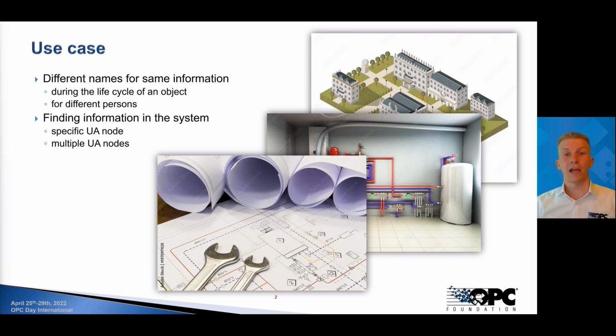And now you often have the question, how can I correlate those alternate names or those aliases with the OPC UA information that I have in the information model in my OPC UA server? So it is about finding the information in your overall system, and it could be a specific UA node, just for a very specific boiler, or you probably want to have the whole set of information collected from your whole system, so from all the boilers in all the buildings in your campus.